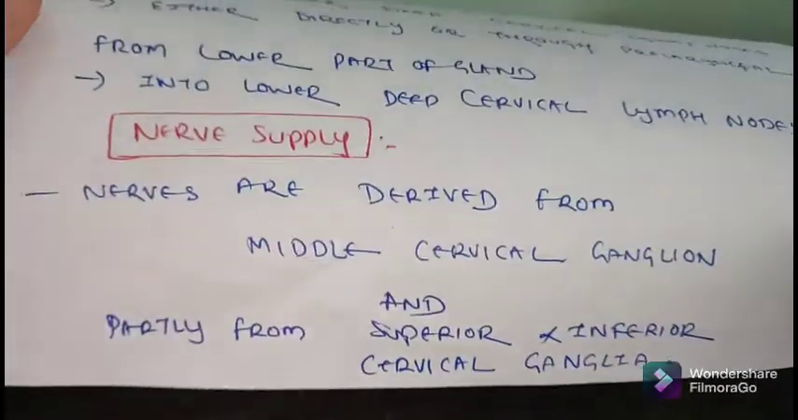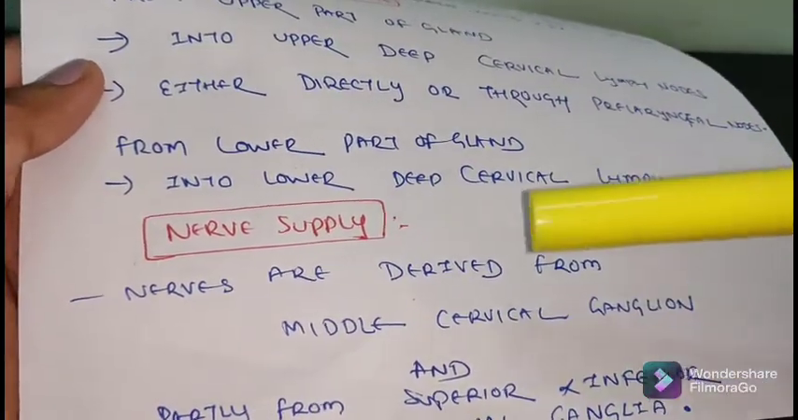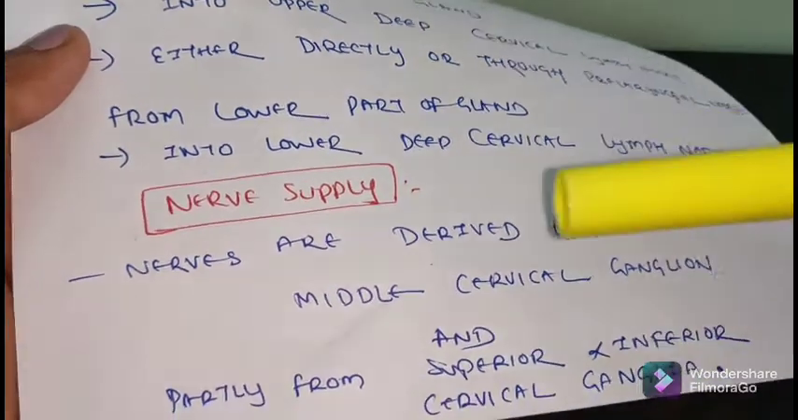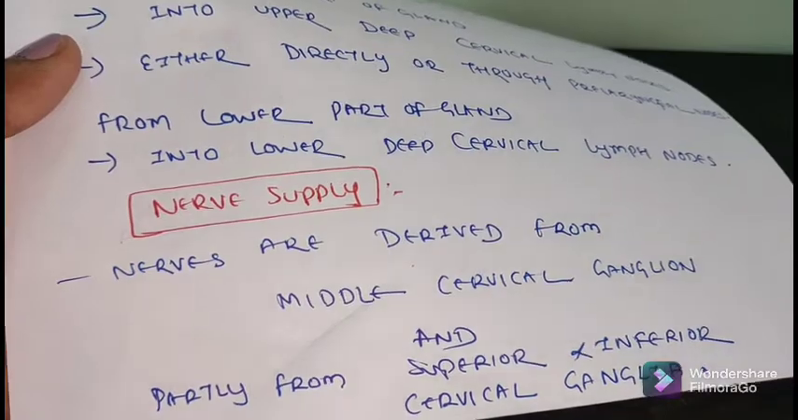Next, coming to the nerve supply of the thyroid gland. The nerves are derived from the middle cervical ganglion and partly from the superior and inferior cervical ganglia.